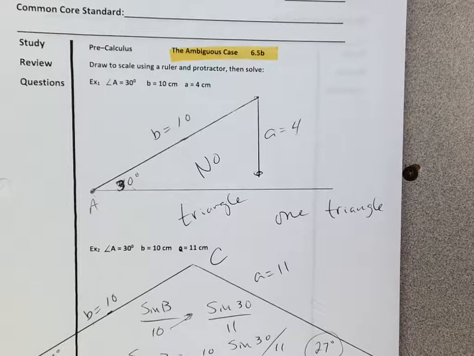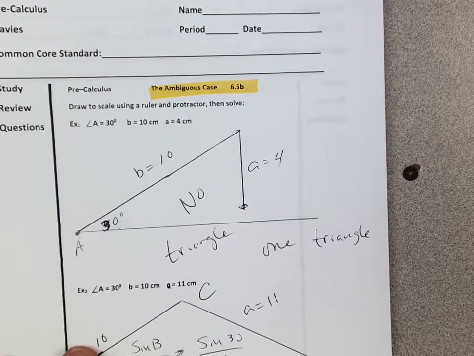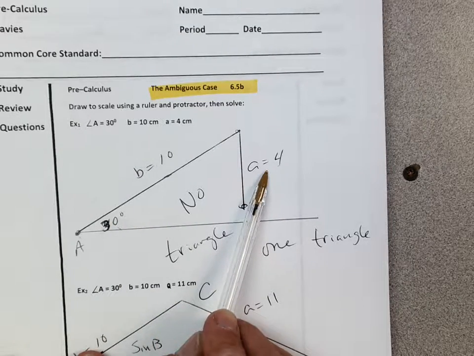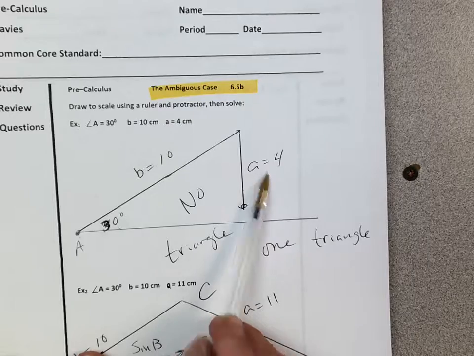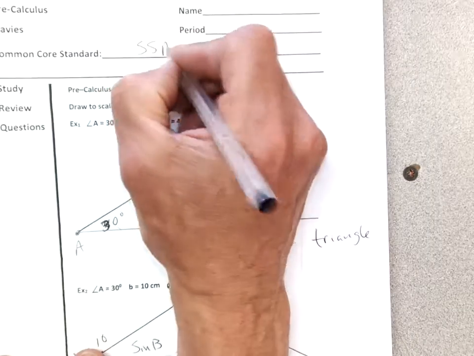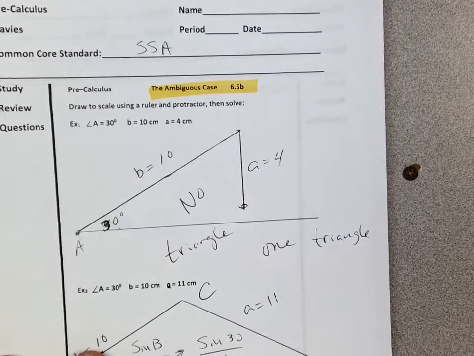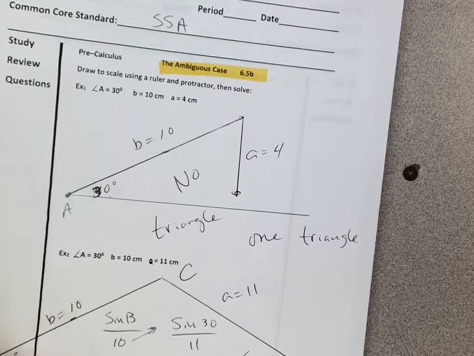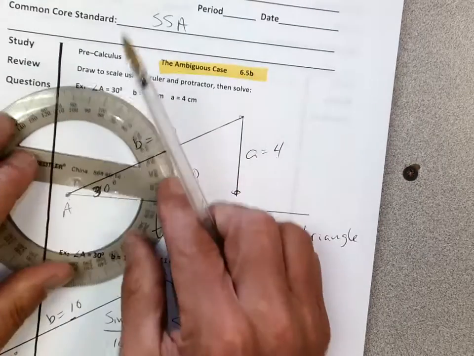Okay, so today's lesson is the ambiguous case, and it deals with if you have angle, side, side, you can be in trouble because angle, side, side is not the right word to use. We'll call it side, side, angle, and we'll just leave it there. Don't read backwards, okay? So, what happens is when you draw to scale 30 degrees, right?